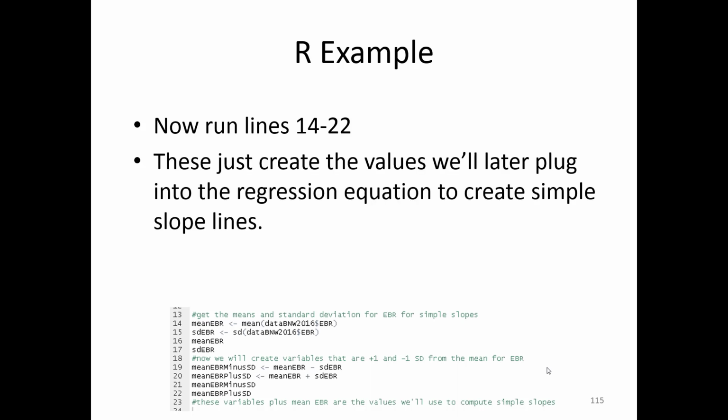Okay, so these just create variables we'll later plug into the regression using simple slopes. So we're creating a variable for mean EBR and standard deviation for EBR. These just have R print out what those are. So if you ran just this part, you would get those. And then mean EBR minus SD and mean EBR plus SD for plus and minus 1 standard deviation. Okay, so all pretty simple, and using these up here. And then mean EBR, that's just printing them out.